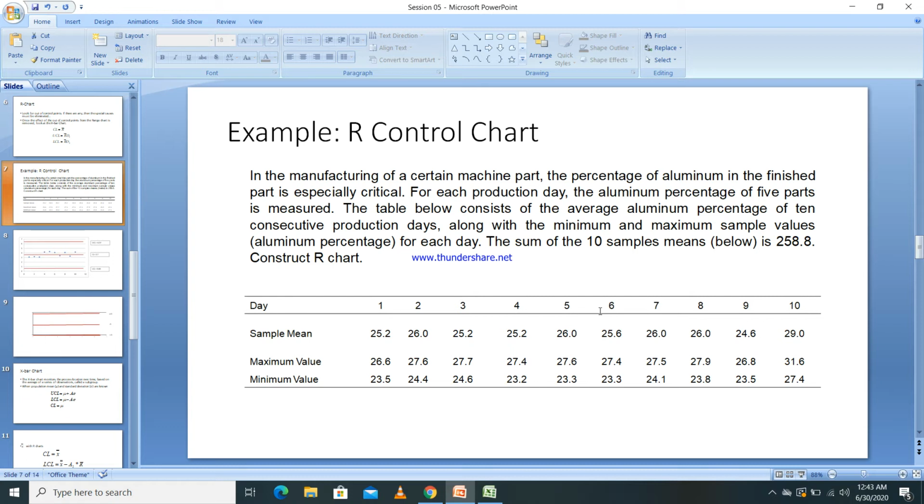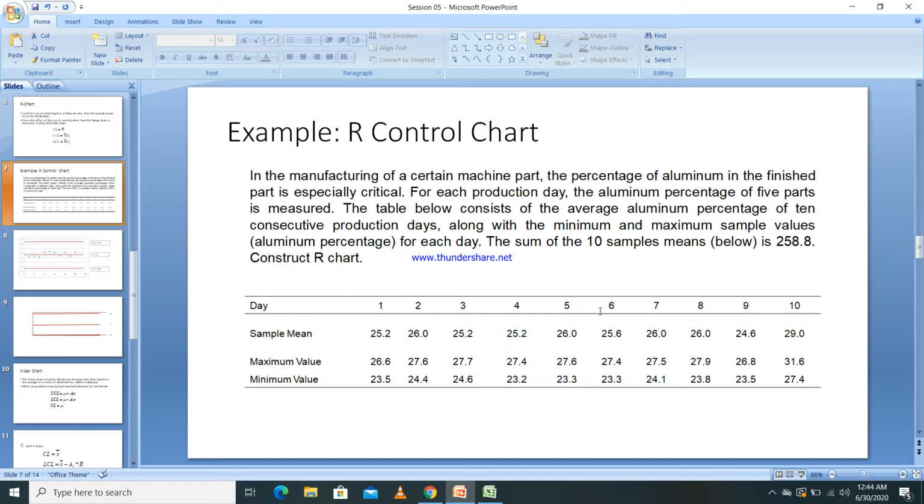In that machine part there is aluminium. We are using aluminium in the construction, and the percentage of aluminium in the finished part is very critical. That is something very important. So what you have to check, if your product is a good one, is that you have the correct percentage of aluminium in the finished part.